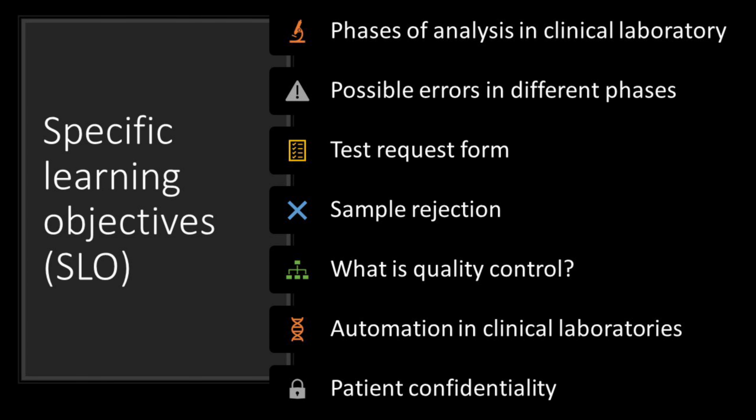By the end of this session, you are supposed to have a brief understanding of the phases of analysis in a clinical laboratory, the possible errors that can occur in different phases of analysis, the test request form, sample rejection and the reasons for sample rejection, what quality control is, automation in clinical laboratories, and patient confidentiality.